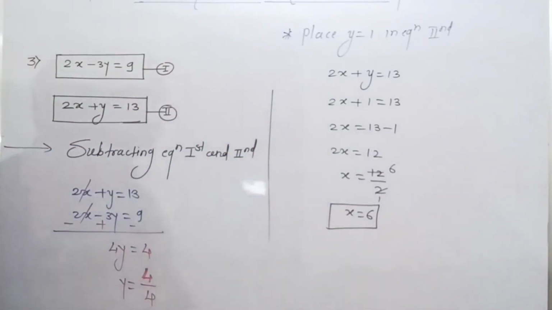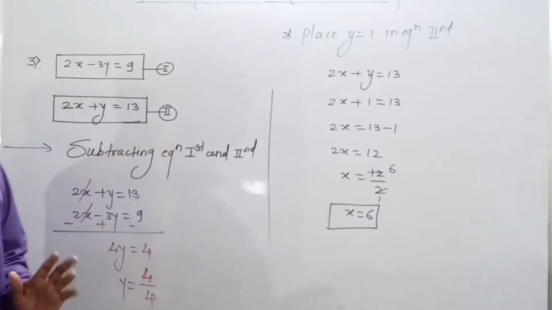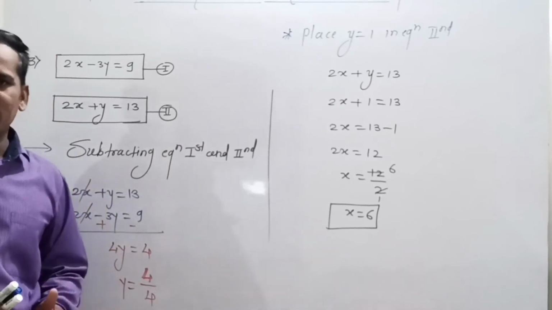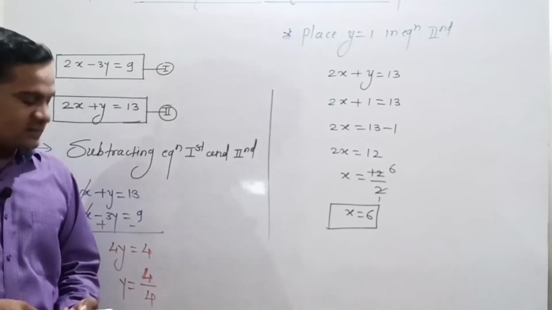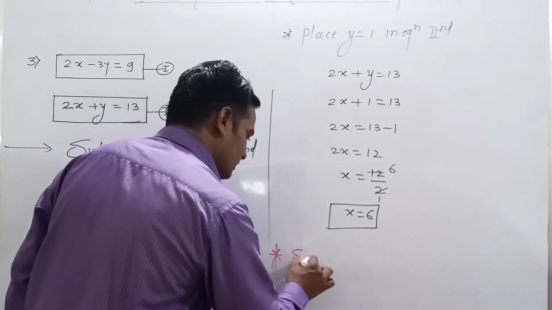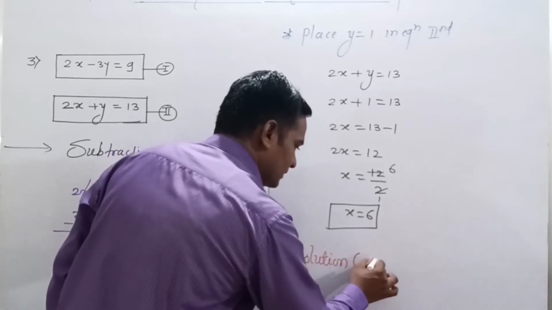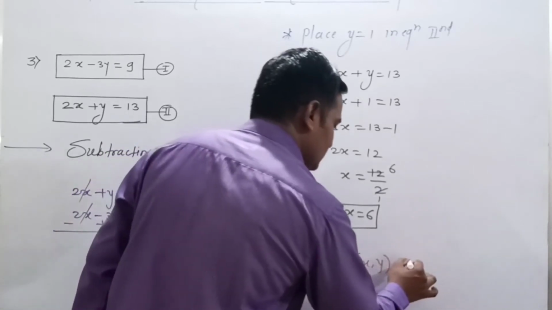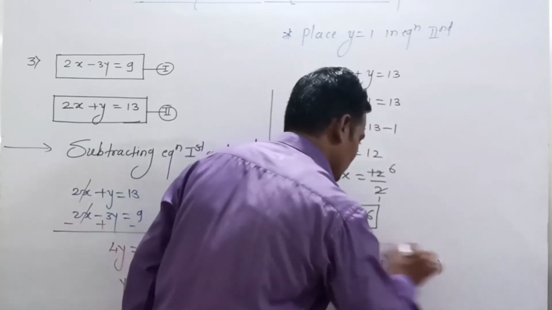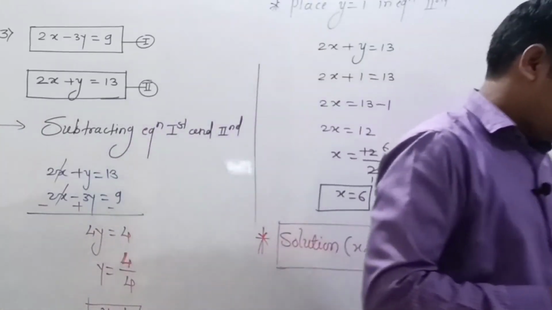In this way, easily we can complete this simultaneous equation by equating coefficients, as the coefficient is already equal in the given. So let's write down that answer again here. Solution. Now solution x and y. So x is equal to 6 and y is equal to 1. In this way, easily we can complete that sub question number 3.